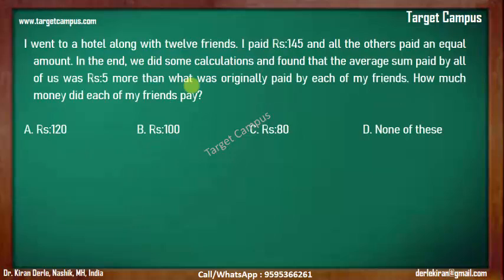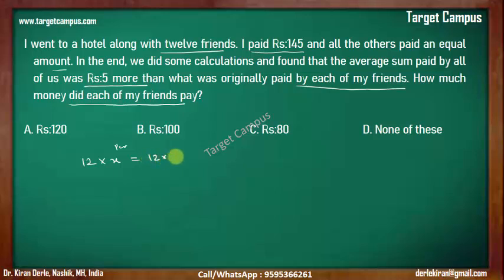Next one. I went to a hotel along with 12 friends. I paid rupees 145 and all the others paid an equal amount. In the end, we did some calculations and found that the average sum paid by all of us was 5 rupees more than what was originally paid by each of my friends. How much money did each of my friends pay? Even if it looks like a lengthy one, let's say 12 friends paid x amount each, per friend.